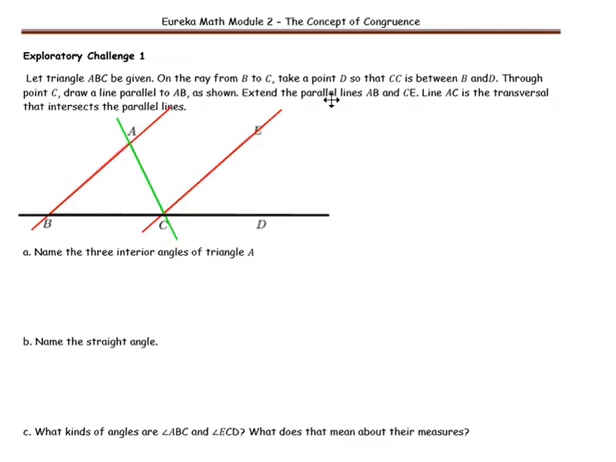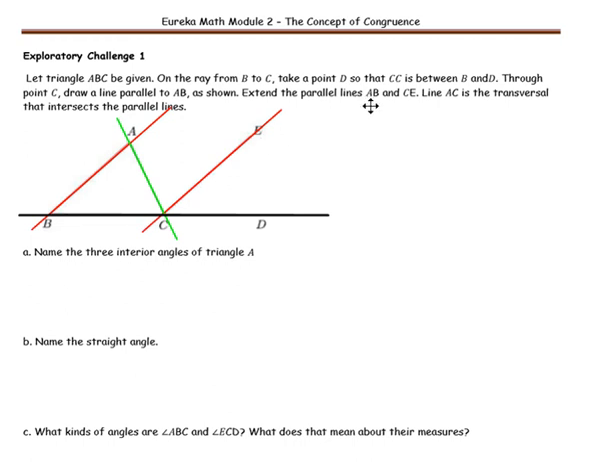In the exploratory challenge, these directions are just describing this figure. So there are no additional instructions for us, they're just describing it. So in this triangle ABC, there is a ray from B to C, including point D, and point C is between B and D. Through C, draw a line parallel to AB. So here is through C, parallel to AB. So we know that AB is parallel to CE.